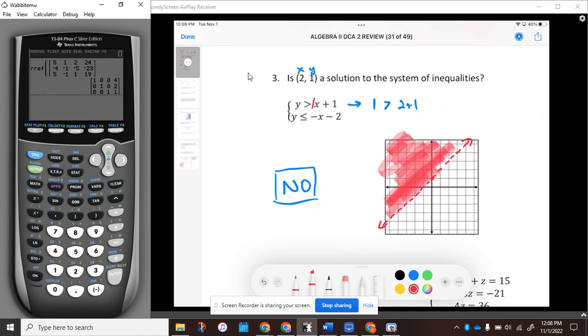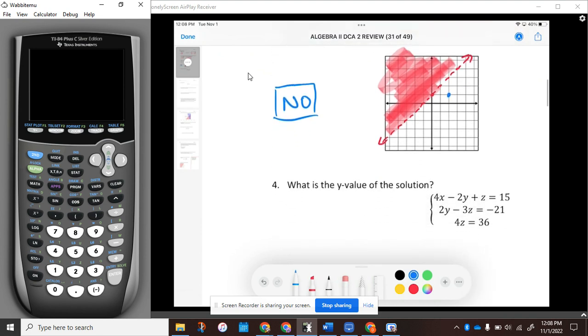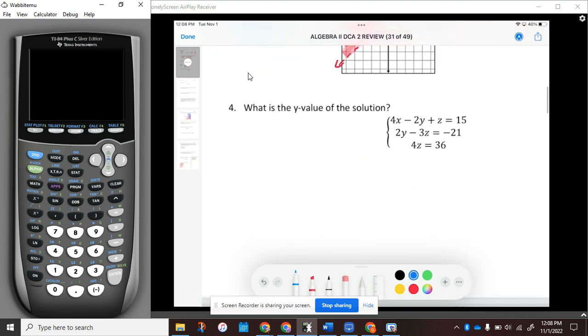Now, when you look at the point that it gave us, 2, 1, that's this point over here. It's not even in the shaded area for the first one. So how in the world is it going to be in the shaded area that overlaps for both of them? You see what I'm saying here? You really don't have to go very far into this problem to figure out that that is not a solution for this system. All right? That's really all you got to do right there if you're doing it graphing or algebraically. You really only have to look at that first one to figure out that it doesn't fit. Go on now to number 4.